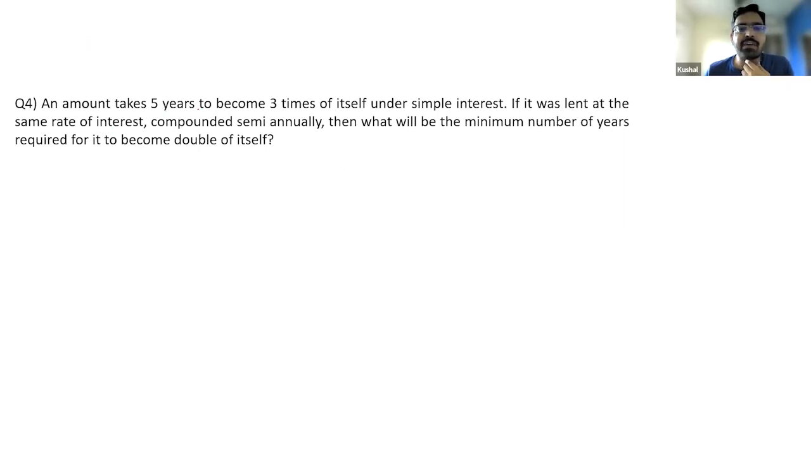An amount takes 5 years to become 3 times of itself under simple interest. It's a question of simple interest. It is becoming 3 times of itself in 5 years. Now understand this thing. They're not saying that the interest is 3 times of principal. No, they're saying amount is 3 times of principal. So amount is equals to principal plus interest. That should be, amount should be 3 times of principal. So the interest generated is 2 times of principal.